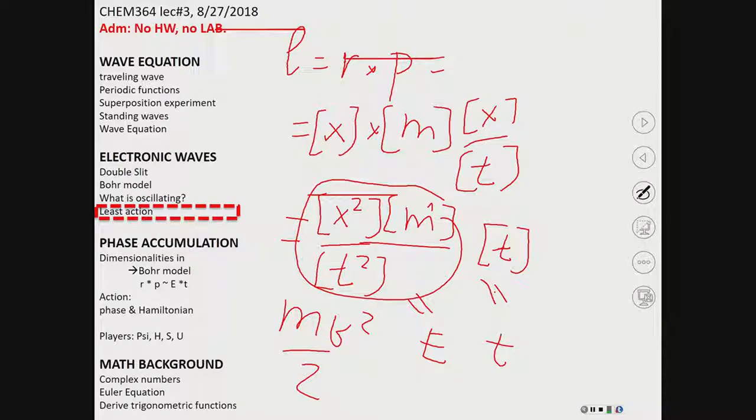So as long as something moves, the amount of action changes. And then the wave of something will be a periodic function with action in the argument, like cosine of action.